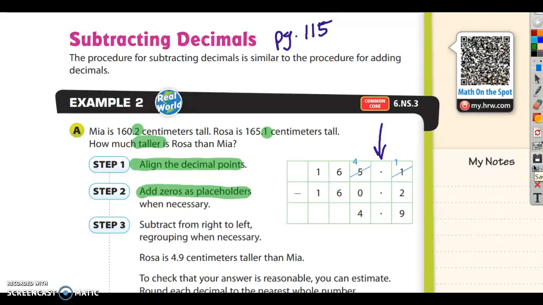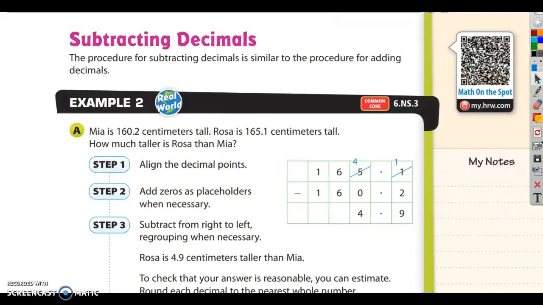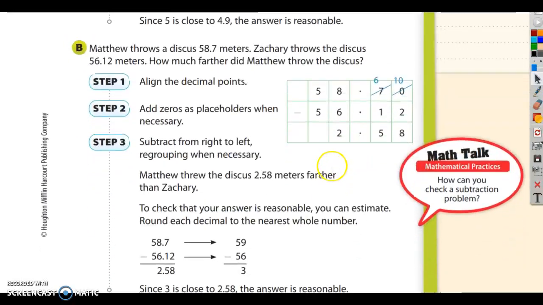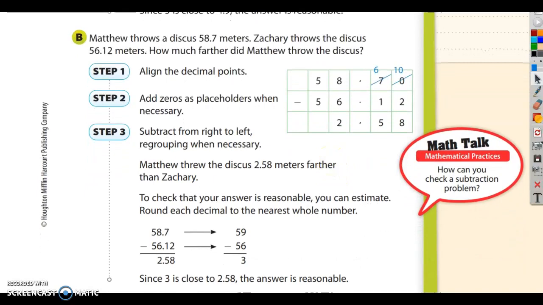We round. If we rounded these to 165 minus 160, the difference should be about 5, and since 4.9 is very close to 5, then we know the answer is reasonable. Didn't want to talk about that one too much. The next one I do want to talk about, though, is B. This is an important problem right here.